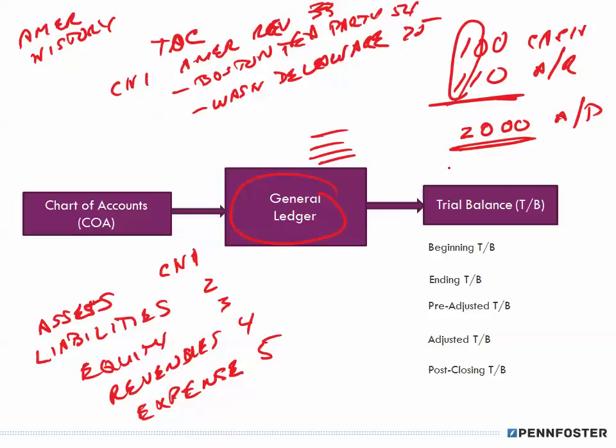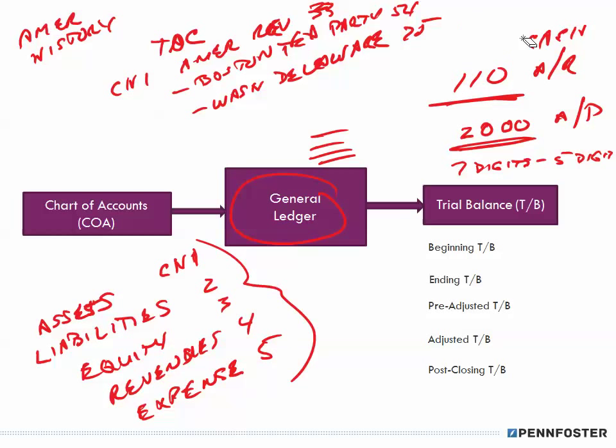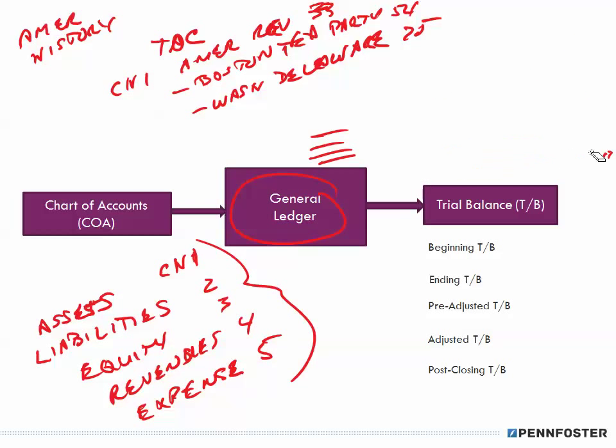Something like the American Red Cross actually has 7 digits, a dash, and then 5 more digits. But it follows the same guidelines as here. All of their asset accounts begin with number 1, liabilities begin with a 2, equities begin with a 3, revenues a 4, and expenses a 5. So the general ledger accounts fall into these 5 categories, and each category is like a chapter in the textbook.